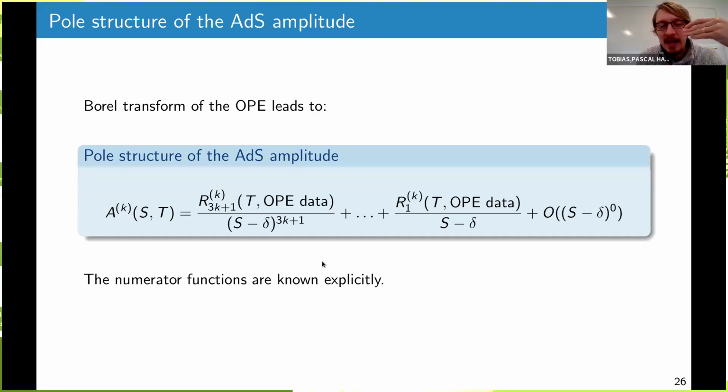So it's an explicit computation, and we can compute. The only unknown thing in what we started from is the OPE data, so we can compute this. We just basically Borel transform the Mellin amplitude. The OPE in the Mellin amplitude.